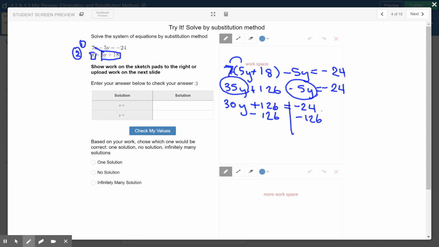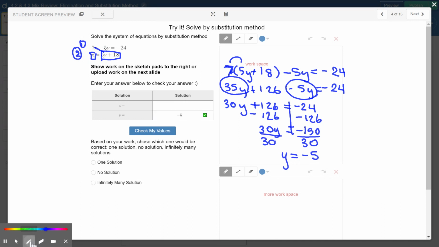Make sure that you are putting it into the calculator correctly. So that's going to get us negative 150 equals 30y. We're going to divide by 30. Negative 150 divided by 30 is going to get us negative 5. Let's double check. All right, we know that we got our y correctly.